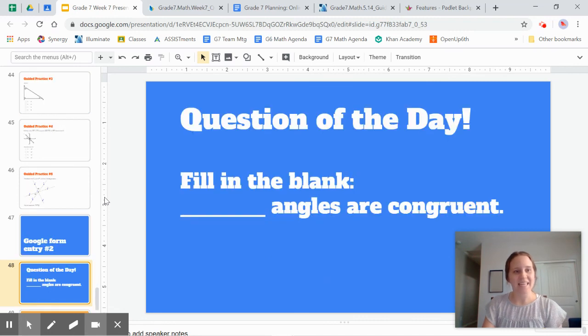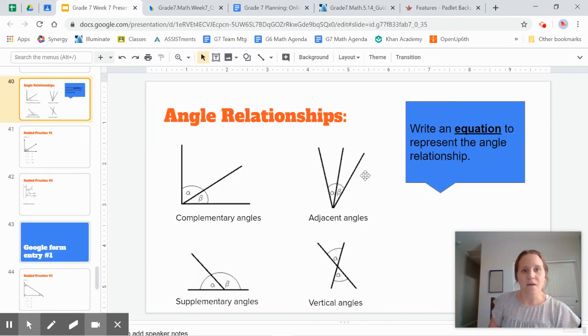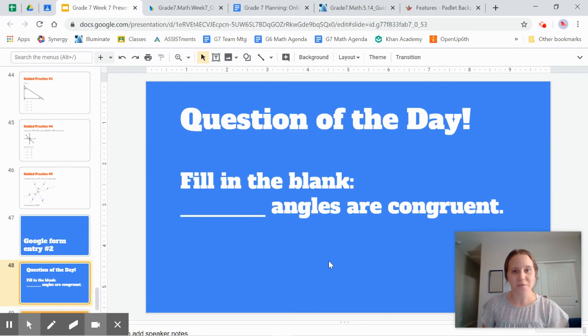Awesome. It is here, your question of the day. I want you to fill in the blank. Blank angles are congruent. This is an angle relationship. Let me go back to my reference picture here. Which of these angle relationships shows congruent or equal angles? Yes, vertical angles are congruent. So where it says question of the day, your third video question, I want you to fill in the blank. Vertical angles are congruent.